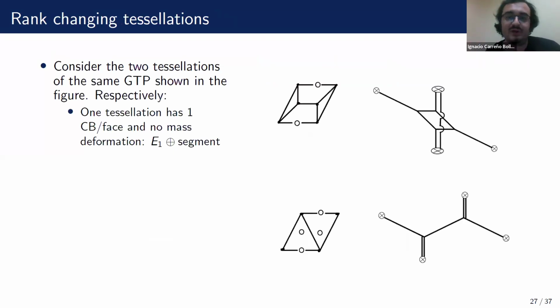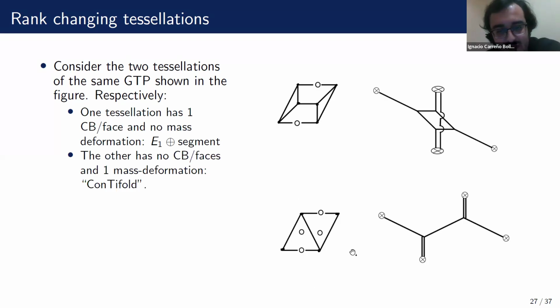Now, a natural question would be to ask if a GTP can accept several tessellations. In general, this would result in the same theory, but we find some cases in which the field theory seems to change its rank. So, for example, we have this GTP over here, which accepts two different tilings. In the top one, which has these two trapezium, we translate to the resolved web, and this is equivalent to the fully resolved web of E1 locked superimposed with a segment. So this segment locks the Yang-Mills mass deformation of E1. So we end up with a theory with one Coulomb branch parameter and no mass deformation.